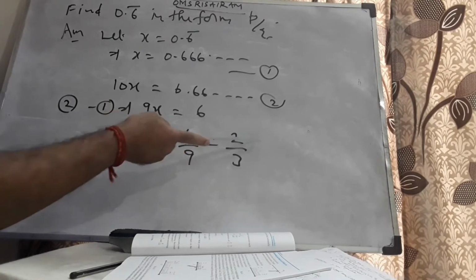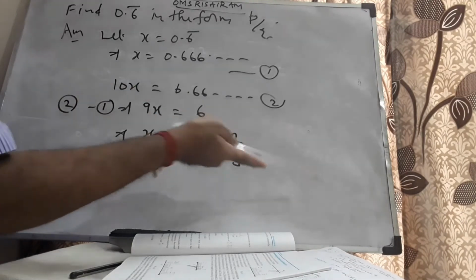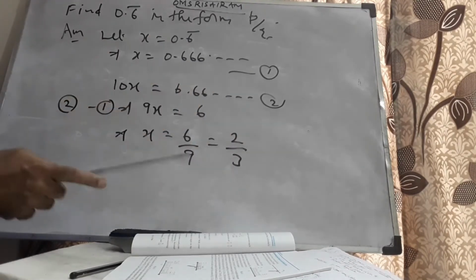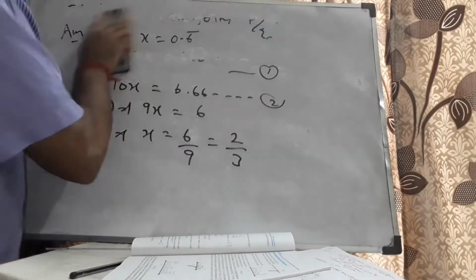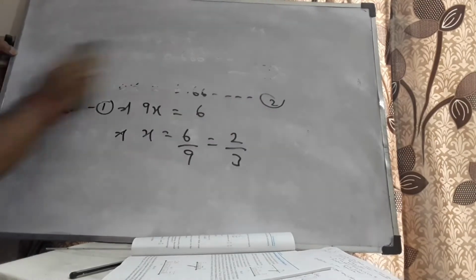0. How many 3s are there in 20? 6 3s. Again 20, 6 3s are 18, etc. Therefore, it goes up to infinity, and my answer is correct. By dividing 2 by 3, I'll get 0.666, etc. Using this method, I can bring it to the form p by q.